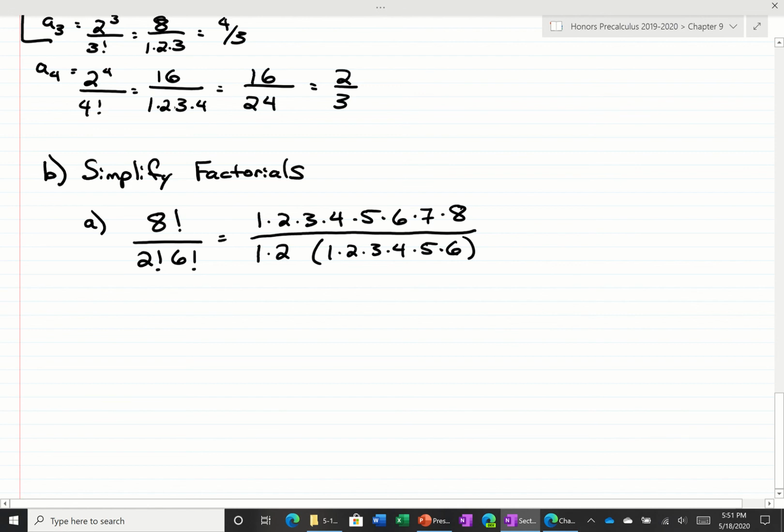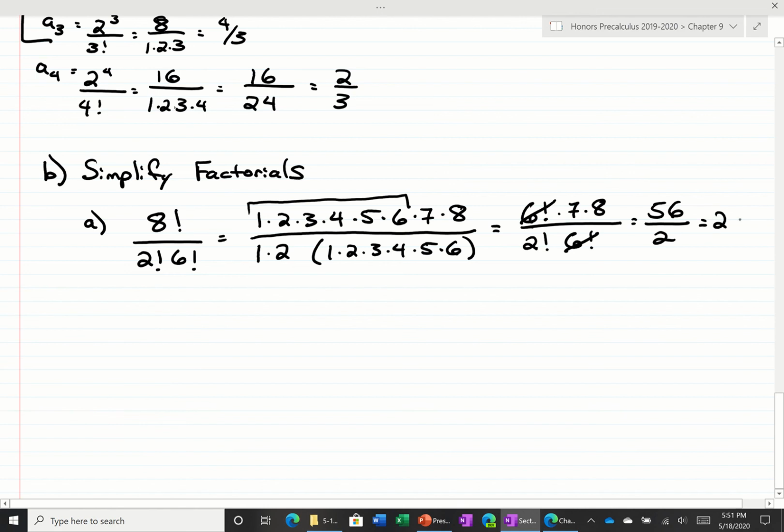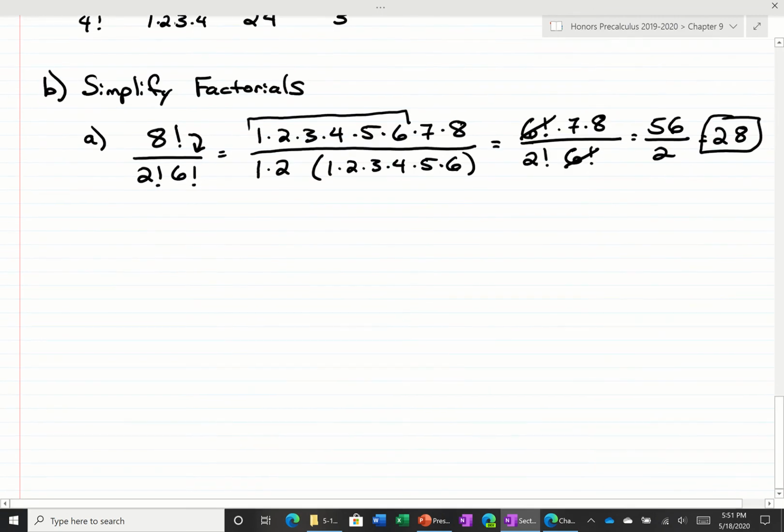So if we were going to simplify this, I could really write 8 factorial as 6 factorial times 7 times 8. So that might make things a little bit better. I mean, we have a 6 factorial on the bottom, so we could have just canceled these out, and we'd get 56 over 2, which is 28. Generally, if we have anything lower in the denominator, I would just write 8 factorial as 6 factorial, cancel those out, and then the remaining 2 numbers I would just multiply together. A couple more.